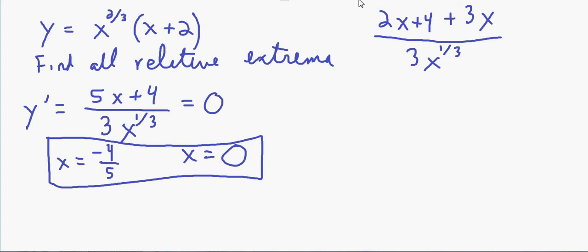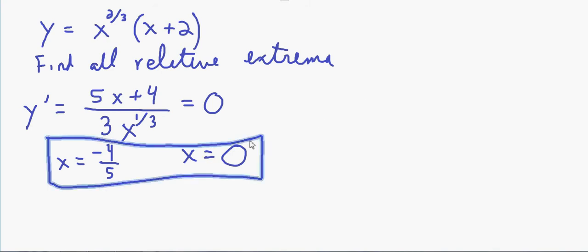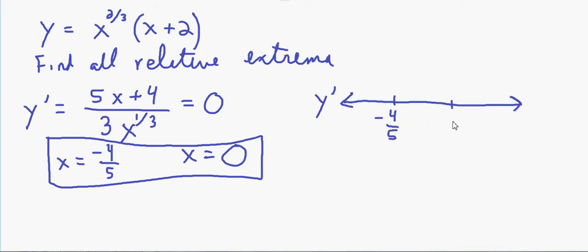What we want now is to determine, well, are there maximums or minimums at those points? And how we do that is we just got to find out what the derivative is doing. It's changing sign, hopefully, and we want to know if it's going from positive to negative or negative to positive. And the way we do that, the way we've been finding out sign all year, is by making a nice little number line. So we've got negative 4/5 and 0. So the derivative is 0 at negative 4/5, undefined at 0.